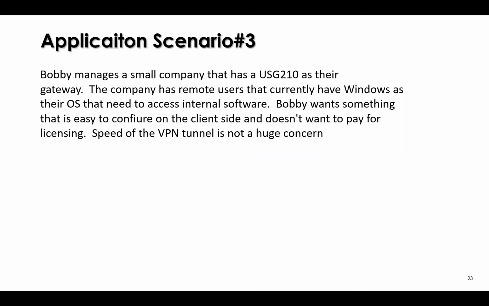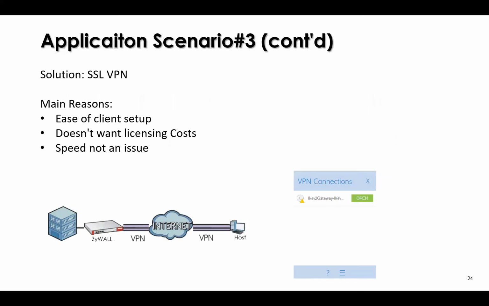Okay, and then our final scenario, application scenario number 3: Bobby manages a small company that has a USG 210 as their gateway. The company has remote users that currently have Windows as their OS that need to access internal software. Bobby wants something that is easy to configure on the client side and doesn't want to pay for licensing. Speed of the VPN tunnel is not a huge concern. So of course, with this scenario, you want to go with SSL VPN because of the ease of use for the client setup. The client doesn't want to pay for licensing costs, and of course, speed is not an issue.